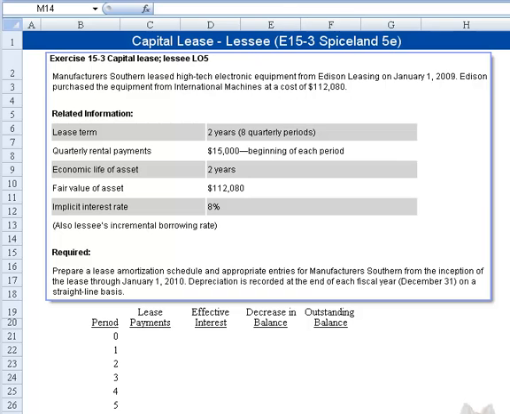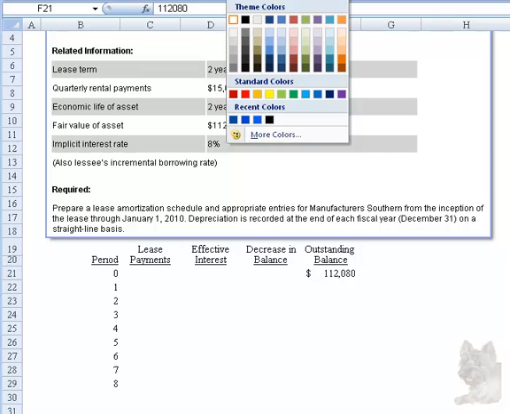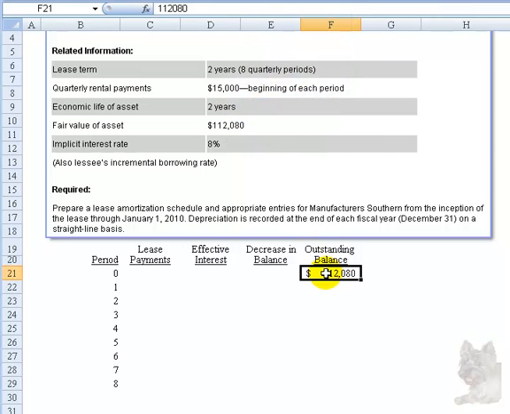And I'm going to slide the screen up just a little bit so we can see what we have there. All right, now I've worked this ahead of time to save us some trouble with this first requirement. We'll cover the entries in a little bit. But what we know, first off, is the outstanding balance starts out at $112,080.